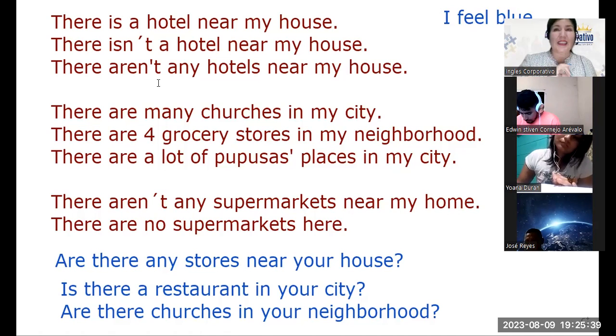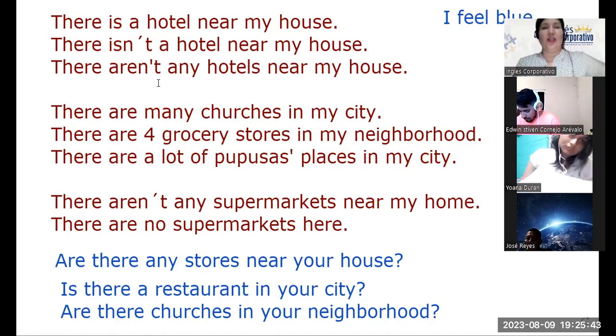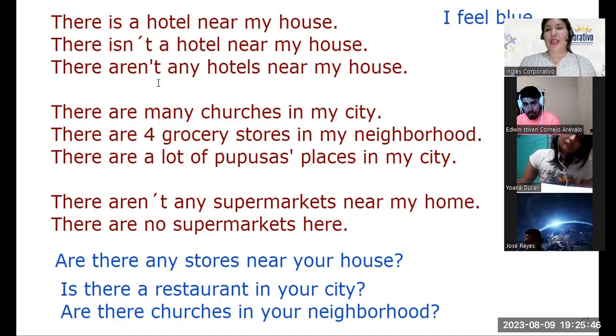So, write three sentences. Affirmative or negative, porque me van a contar qué hay en su colonia. Go ahead. Three sentences. Y todos me van a dar los ejemplos, así que todos van a participar.